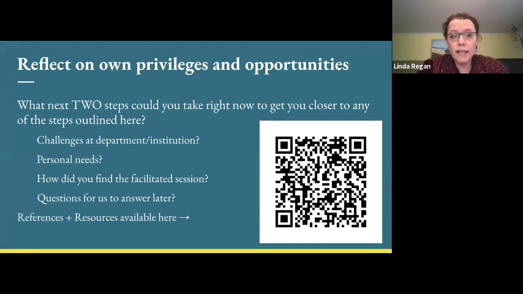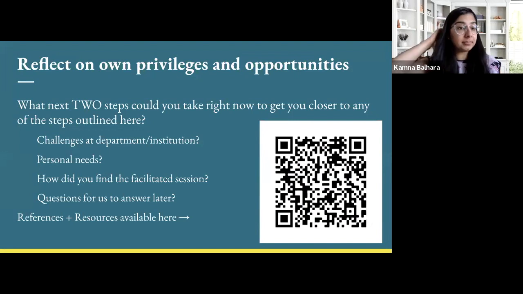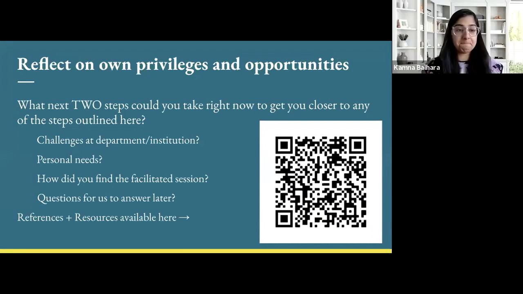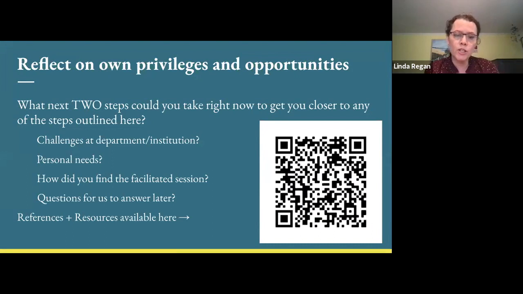I'd like to give you a second to take a quick picture with your phone of this QR code, and I'll drop the link to the Google Doc in the chat in a second. But the goal for the next 20 minutes or so, while Kamna is going to talk about the various guiding principles, is for you to start to think about what next two steps you could take right now to try to get yourself closer to any of the things that we're trying to talk about.